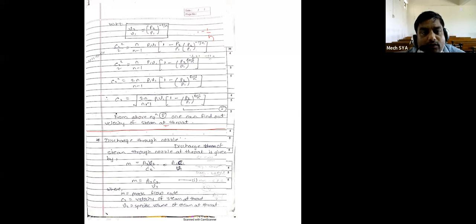Maximum velocity, that is the velocity at throat, C2, we can find out. Understood? Up to this only today will complete. You write down to understand. The only thing is that we have to remember this equation from BME, okay, and afterwards some adjustments.